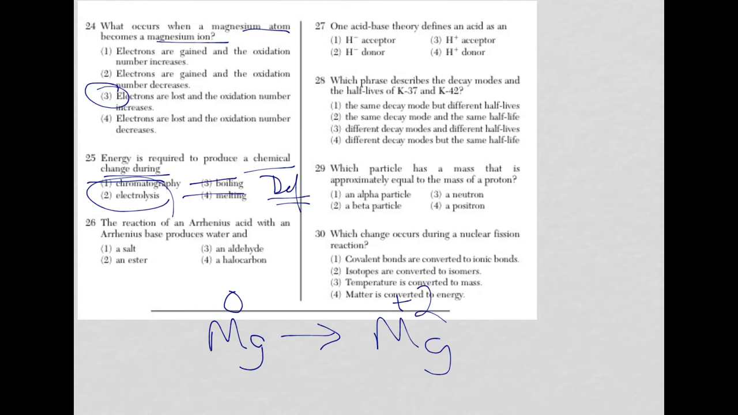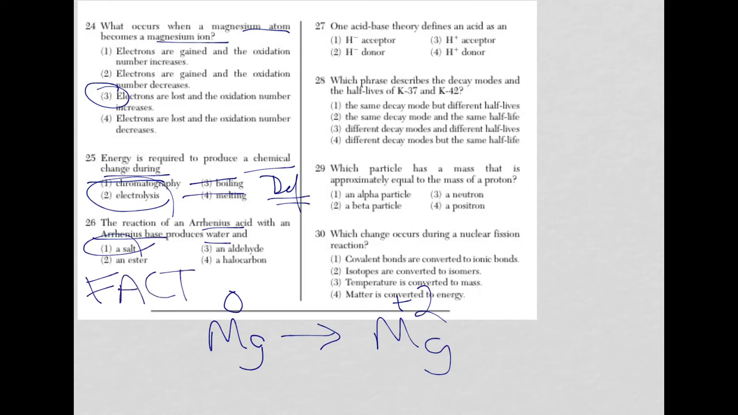So, definitions. Let's go to 26. Reaction of an Arrhenius acid with an Arrhenius base produces water and something else. An acid plus a base makes salt plus water. So there's your answer. It's a fact. Know it.